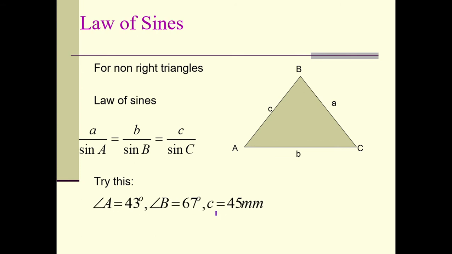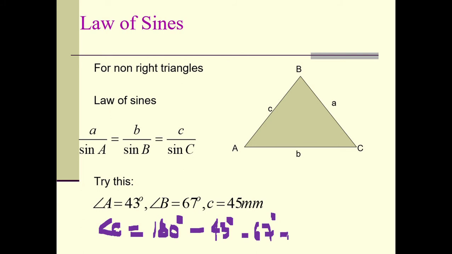For non-triangles, so, ayan. So, we have tried this one. So, pag ginawa natin yan, yan. Kasi to solve for the angle C is equal to 180 minus 43 minus 67. Ayan, di ba? So, we have 180 minus 43 minus 67. So, we have 70 degrees.